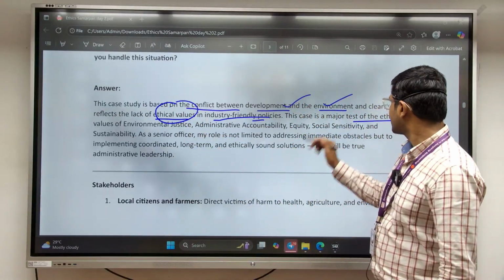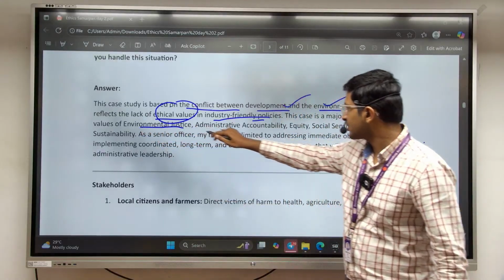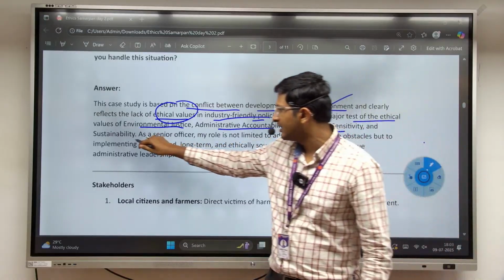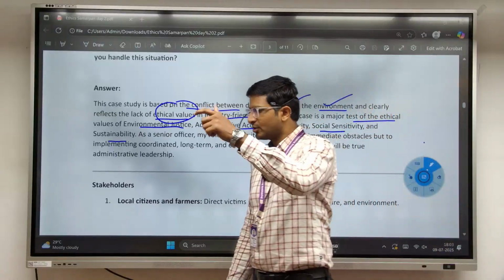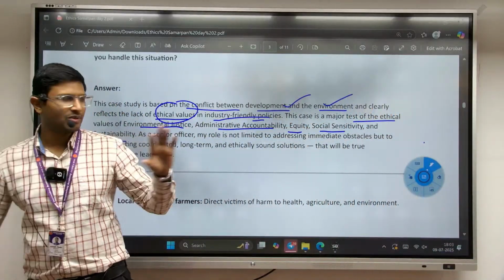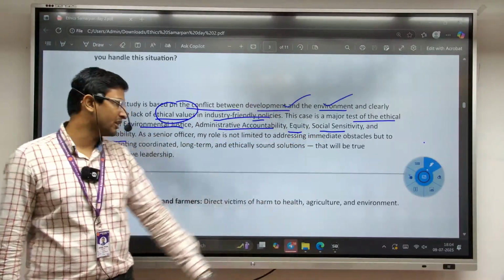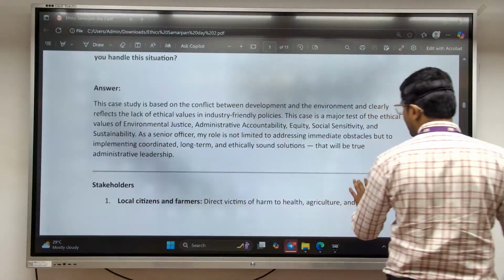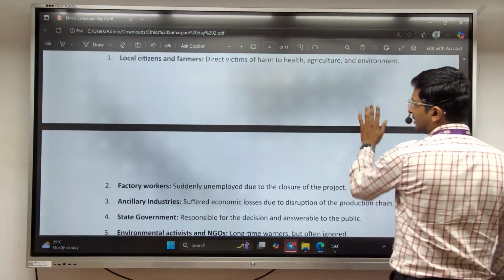So this case is a major test of the ethical values of environmental justice, administrative accountability, equity, social sensitivity and sustainability. So in the introduction itself you have told what the case study is, but also you have given the conflict between the different values. What are the different values involved here? Then you have to write the stakeholders. What are the different stakeholders? Here also you will just write the names. Okay, which different stakeholders are there.